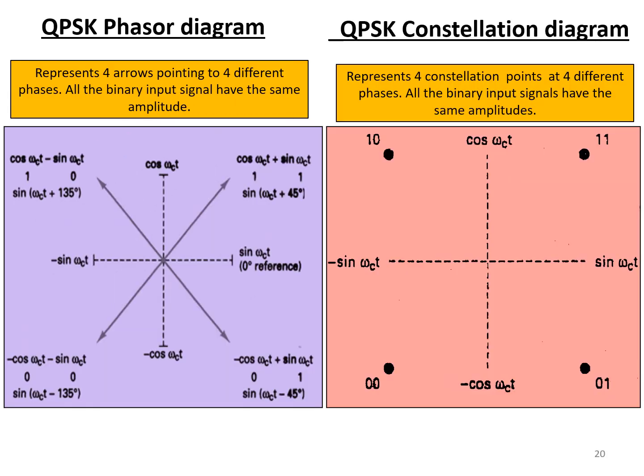This QPSK phasor diagram shows 4 arrows pointing to 4 different output phases. Notice that all the binary input signals have the same amplitude. The same goes for the QPSK constellation diagram, where all the binary input signals have the same amplitude.